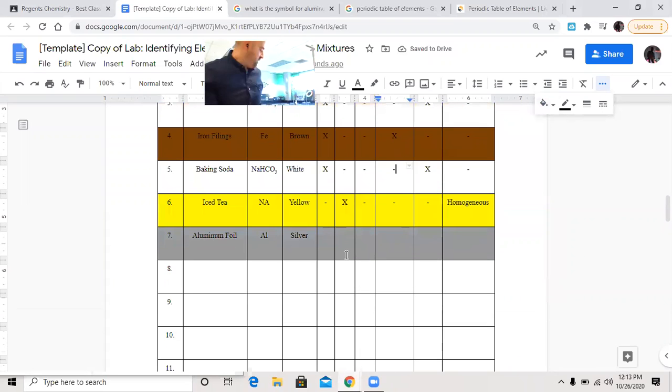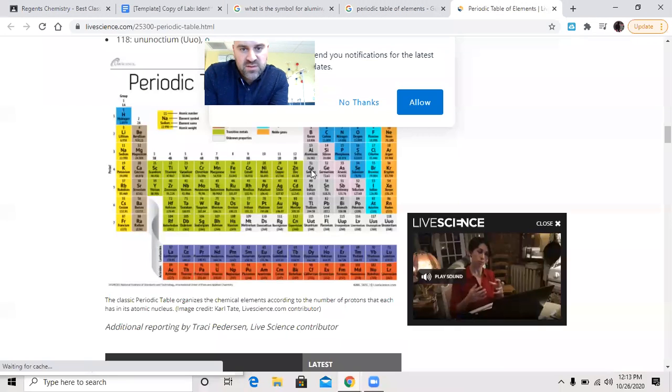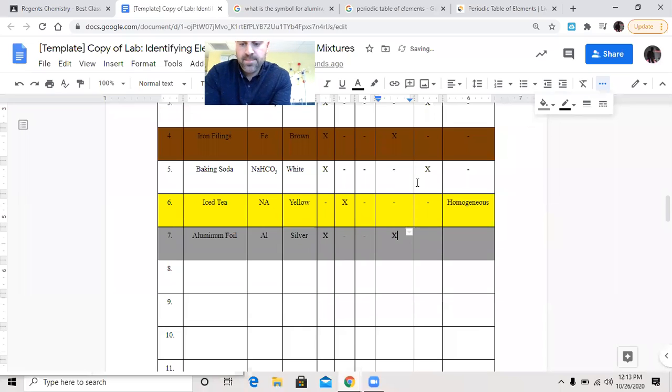Solid, liquid, or gas. And this one, you can see it's holding its shape unless I bend it. So if it holds its shape, then it's going to be a solid. Element, compound, or mixture. Yeah, it is an element. So that one's an element too. It's on the periodic table of elements. Aluminum, there it is. Element 13 is aluminum. So that's going to be an element.